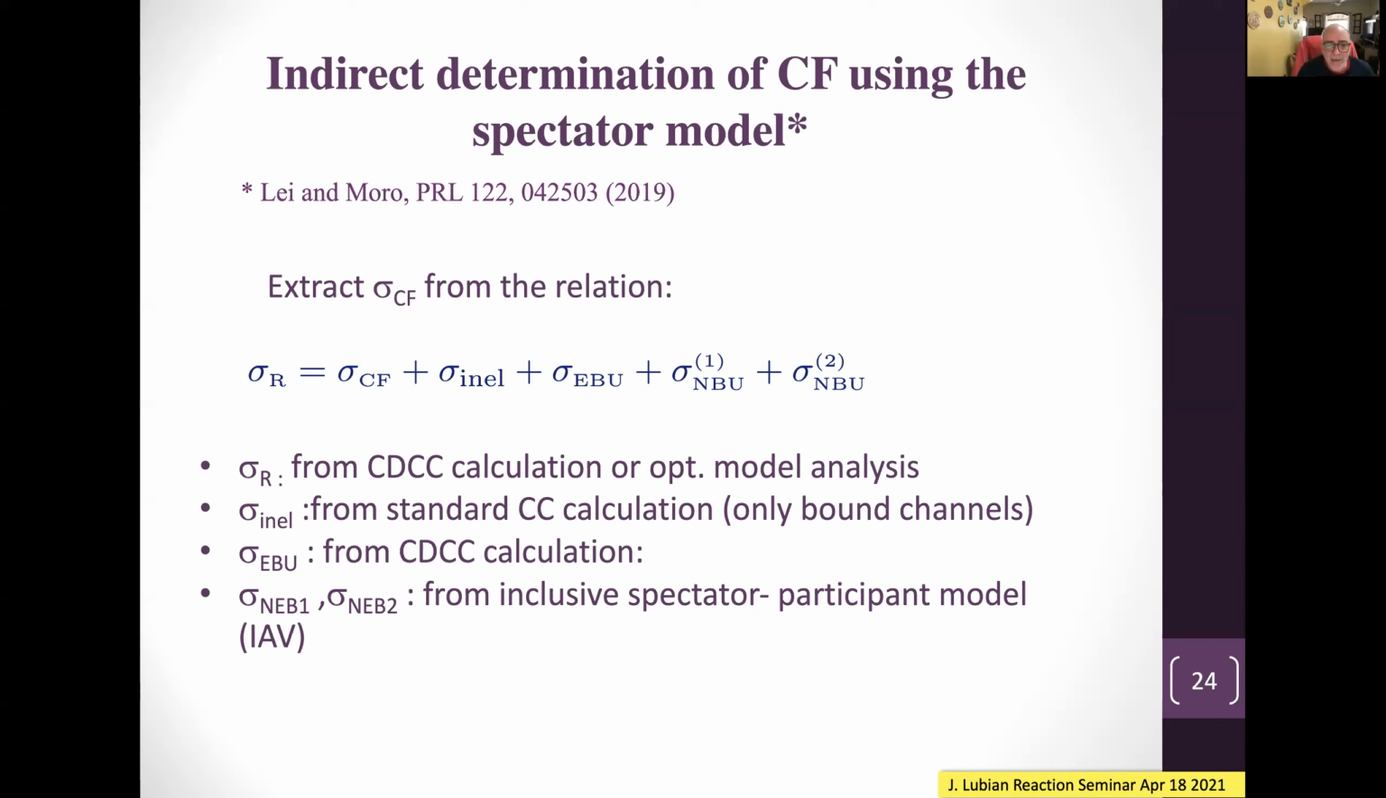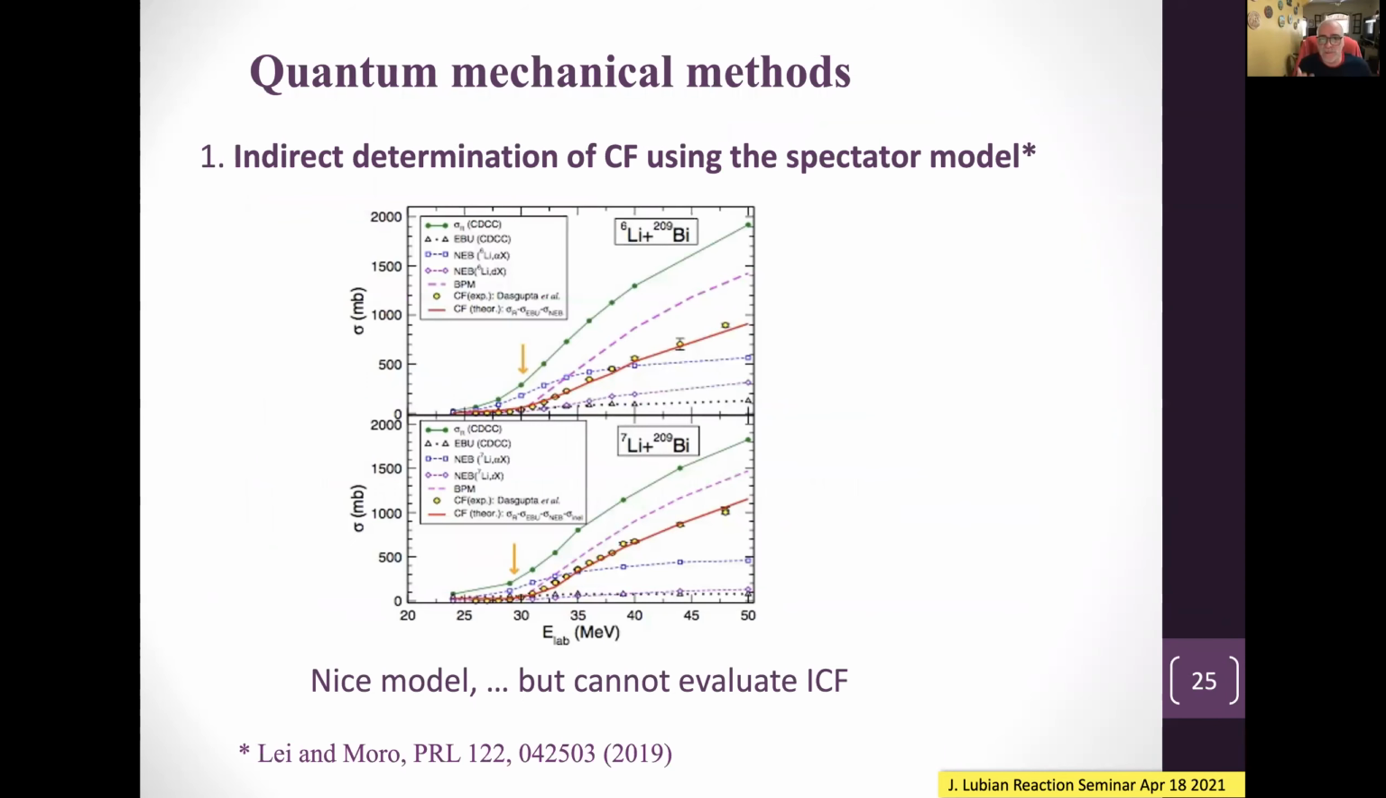They determine the inelastic cross-section from a standard coupled channel calculation, including only the bound channels, the elastic breakup from the CDCC calculation, and the non-elastic breakup of each fragment from the spectator model of Ichimura, Austern, and Vincent. They obtain very good results for lithium-6 on bismuth-209, shown here. These are the experimental data and the complete fusion.